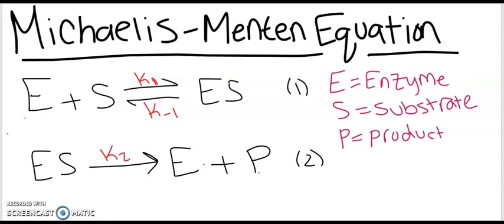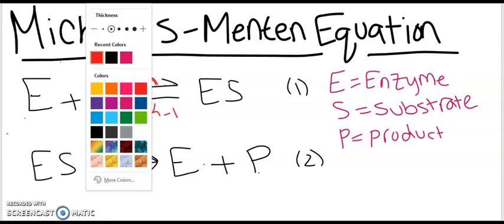And the reason why the second equation has a single arrow is because there is not enough product P formed to make the backwards reaction more noticeable. So it's just negligible. That's why we only have a forward arrow. And to verify that this mechanism is valid, we add both of these equations together.